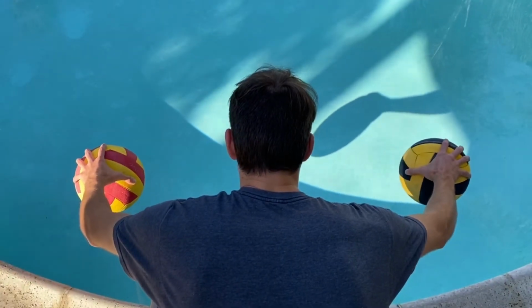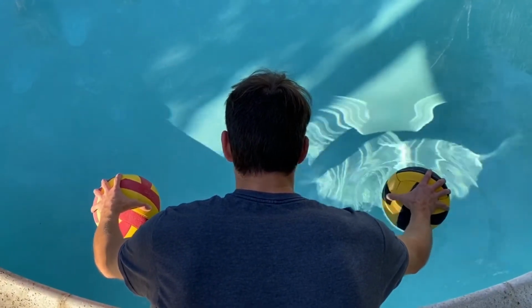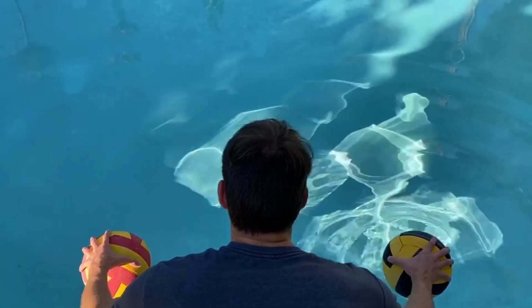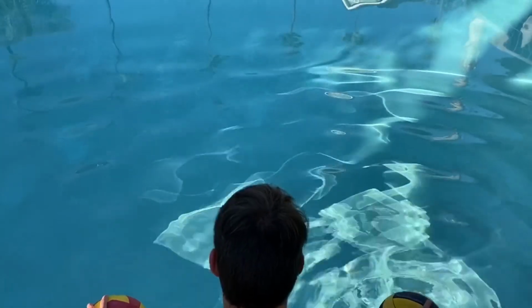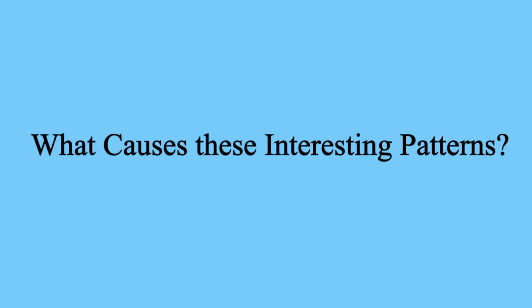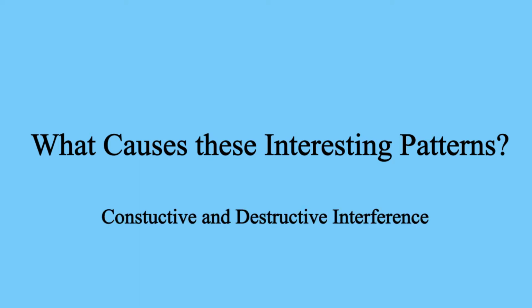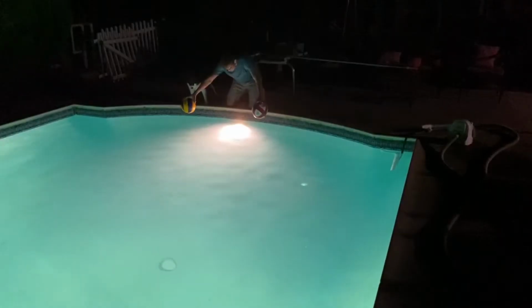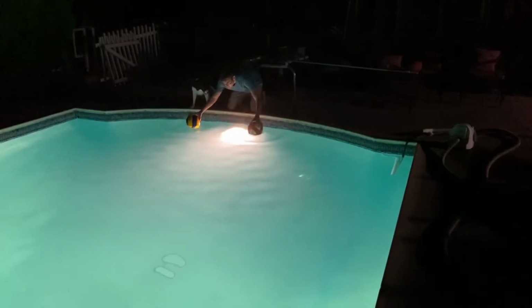If you've ever tried making waves in a pool, you probably notice something interesting happen if you have two sources of waves. You end up getting this interesting pattern in the pool with these flat parts and these hills and crests. So what's the cause of these interesting patterns? It's a phenomenon called constructive and destructive interference of waves. This means that the waves of different objects collide and interfere with each other and can even cancel each other out. So how does this work?